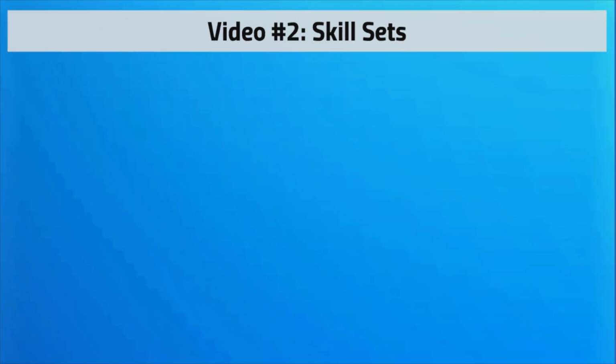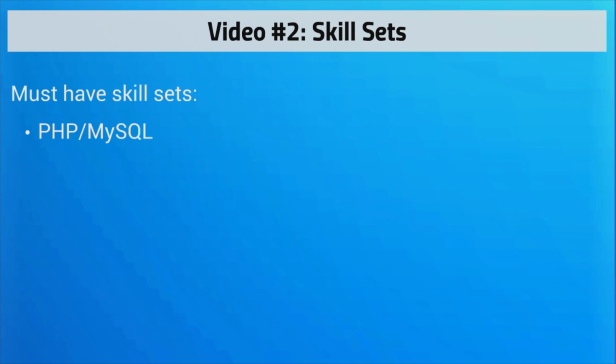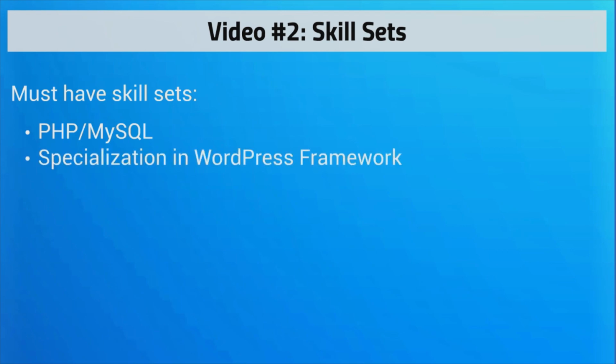These are must-have skill sets for any programmer, specifically for a WordPress programmer. They're going to need to know PHP and MySQL. PHP is the web application programming language. MySQL is a database type program, because with WordPress, you need the web application to communicate with the database. They're also going to need a specialization in the WordPress framework.